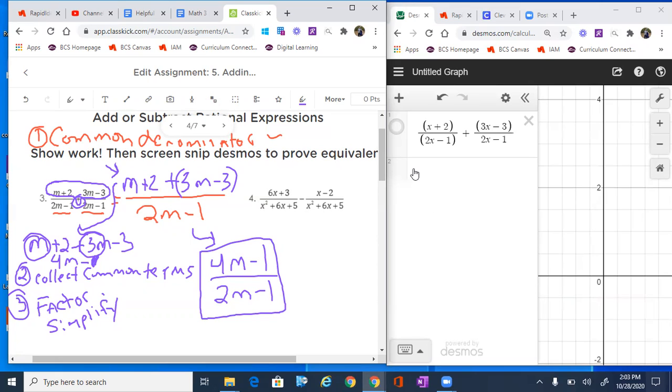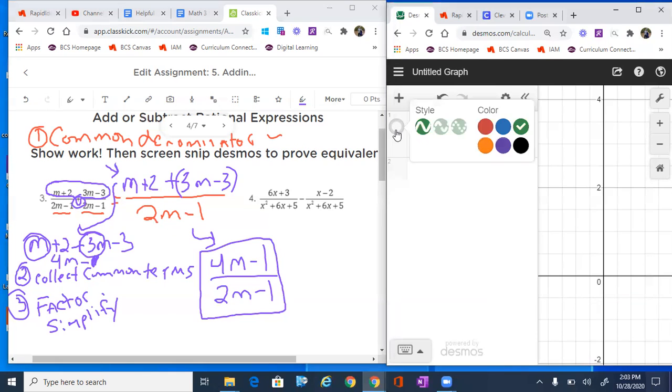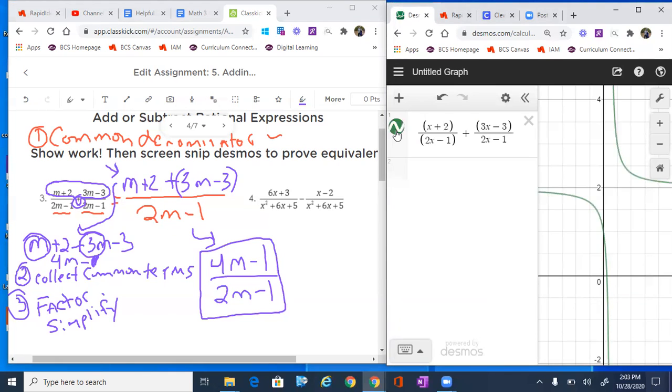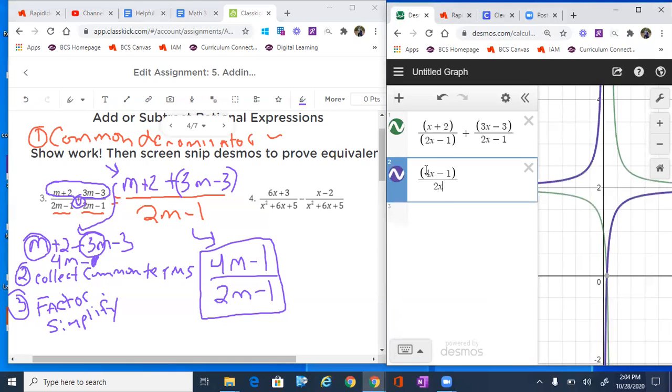So I'm going to go ahead and check my work. When I check that work, I'm going to type in the original equation. It's already posted over there. Remember that we have to type in x's, okay? And then I'm going to type in the answer that I have, so 4x minus 1 divided by 2x minus 1. And you will notice that they overlap. Because they overlap, they are equivalent to each other.